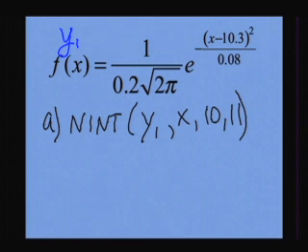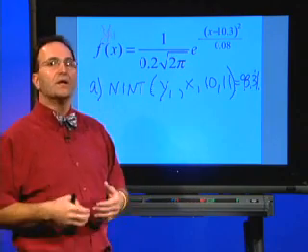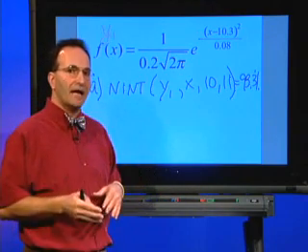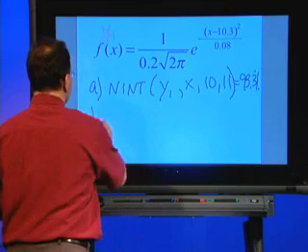And when you do that and hit enter on the calculator, you'll find this to equal 93.3%. So that's telling us that we would expect 93.3% of all these spinach boxes to be between 10 and 11 ounces. What about part B? Let's take a look at that.